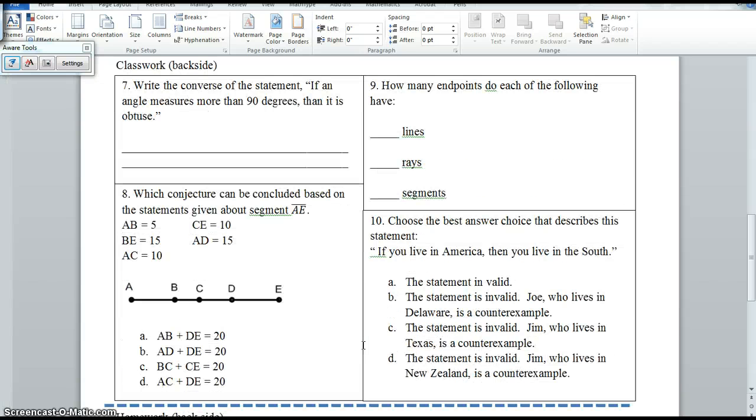Okay, going down here. Number 7, write the converse. Well, remember that a converse is the flip, right? I'm just going to write flip here. If an angle measures more than 90 degrees, then it is obtuse. So we switch it. If it is obtuse, then angle, I'm going to shorten the sentence because I don't have enough space, more than 90 degrees.